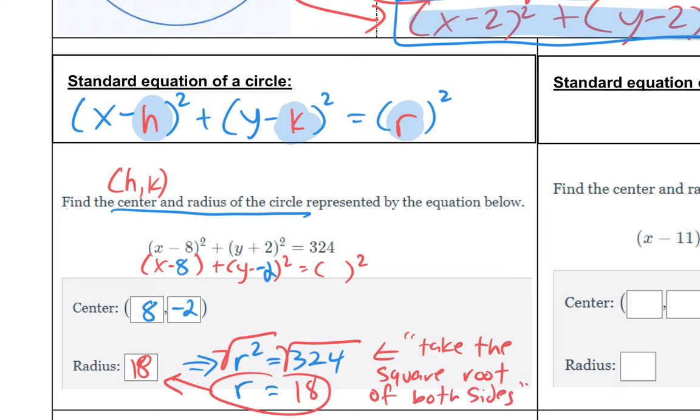Okay? And that's the basics of it. We're going to see whatever's subtracting from the x value, whatever's subtracting from the y value, and then take the square root of whatever they give us. All right? Let's keep it moving.